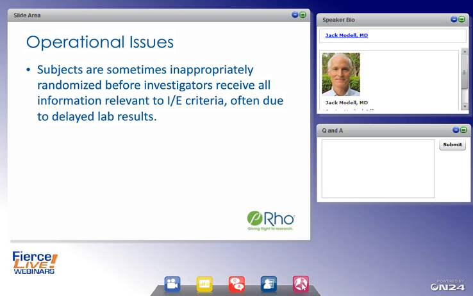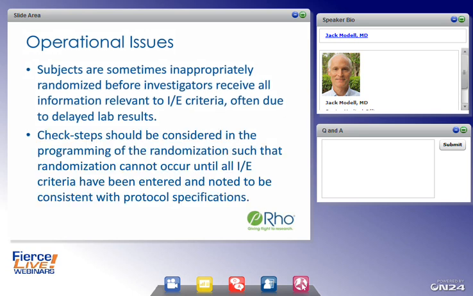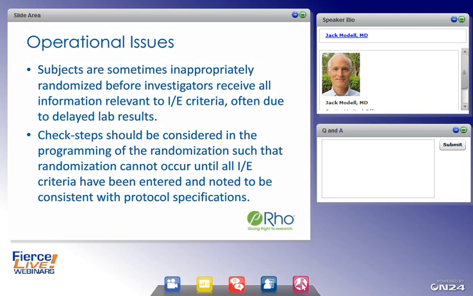So one thing to do, when you're writing the criteria, writing the protocol, is allow enough time to get back what you need before you put the subjects in. Sometimes I've heard people say, well, we really don't need all the labs back. It would be nice, but if this lab or that lab doesn't come back, it's no big deal. I would say, if it's no big deal, then why is it in the inclusion-exclusion criteria to begin with? But once it's there, you can certainly build in check steps to your programming so that randomization simply can't occur until all the criteria have been entered and noted to be consistent with your protocol specifications.